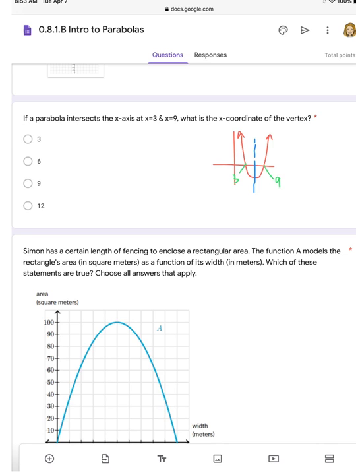So if the x values for the x-intercepts are negative 3 and 9, we need to go right in the middle of negative 3 and 9. So we can actually average those, and you would get 3. So the vertex has an x-coordinate of 3. So you know it's going to be 3 comma something. Okay? All right, let's see the next one.